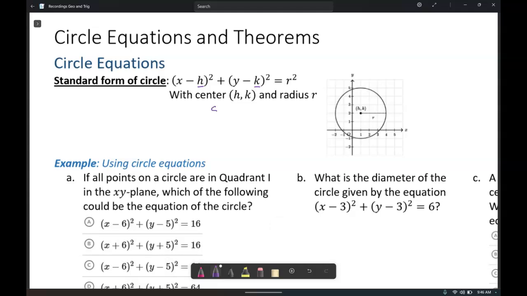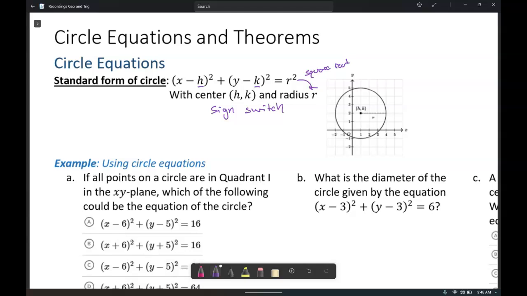Notice there will be a sign switch based on the equation that's given, and then the constant term will be the square of the radius. So if we square root the constant term, we get the value of the radius, and that tells us where a circle is going to be located within the coordinate grid.